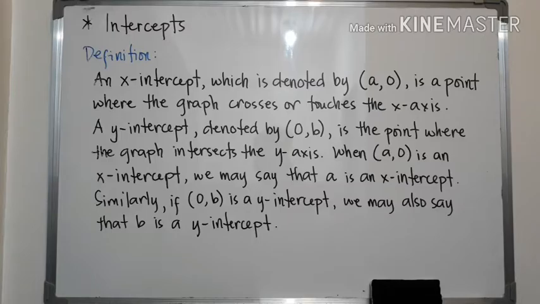When the rectangular coordinate (a, 0) is an x-intercept, we may say that a is an x-intercept. Similarly, if the point (0, b) is a y-intercept, we may also say that b is a y-intercept.